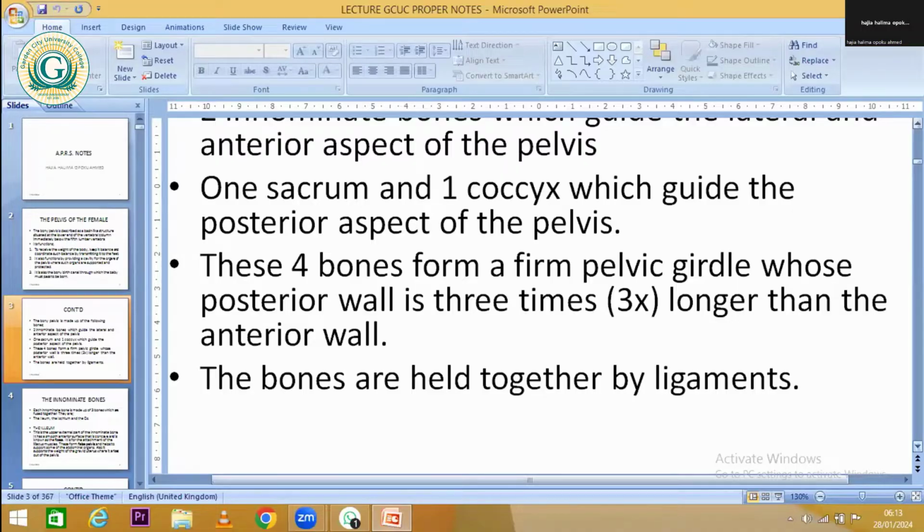So when we are in the objectives, you see something like, which of the following structures constitute the formation of the pelvic girdle? You should know that there are 4 bones that constitute the formation of the pelvic girdle. Now let's see the bones.